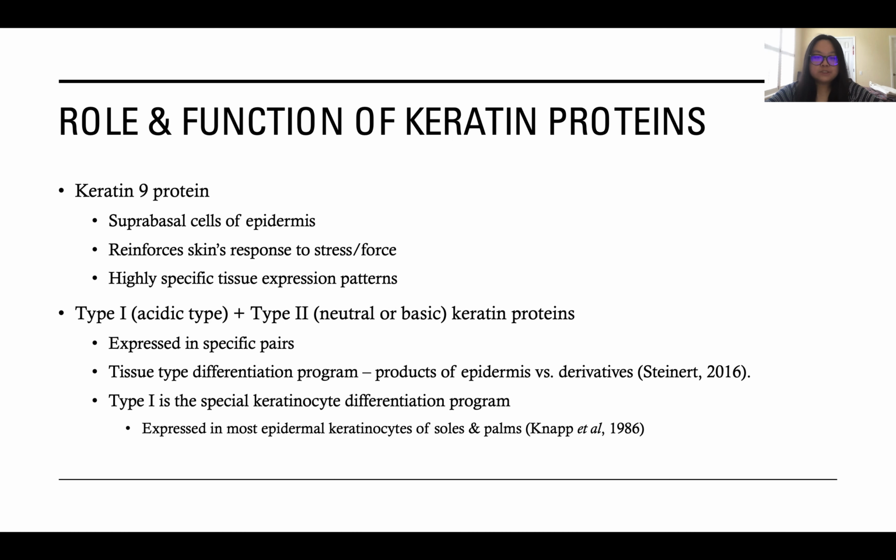Now, keratin proteins, which are expressed in the suprabasal cells of the epidermis, are regulated by the keratin 9 gene, and the role of these proteins is to reinforce the skin's response to external stimuli. So the keratin type 1 and type 2 proteins have highly specific tissue expression patterns, and the protein types are often expressed in specific pairs through a tissue differentiation program. And so these type 1 proteins are the special program that regulates the epidermal keratin of the soles and palms, and therefore mutations in the keratin 9 gene can affect the function and amount of protein type 1 on areas of the skin where PPK is usually seen.